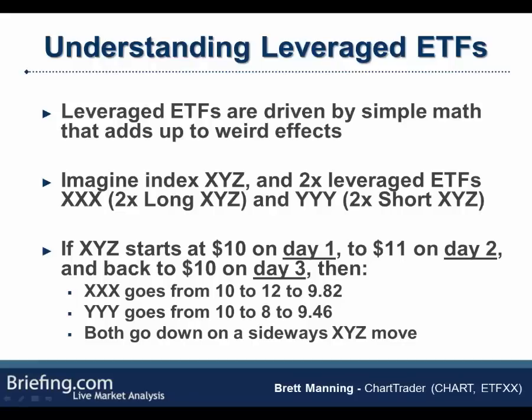$9.46 a share. So the big point here is XYZ went sideways. It went from 10 to 10 over a couple days. Both XXX and YYY, its levered long and levered short vehicles, ended up declining as a result. Both of them. That's the effect. All things equal, that's the effect the leveraging dynamic has when it plays out iteratively, right?